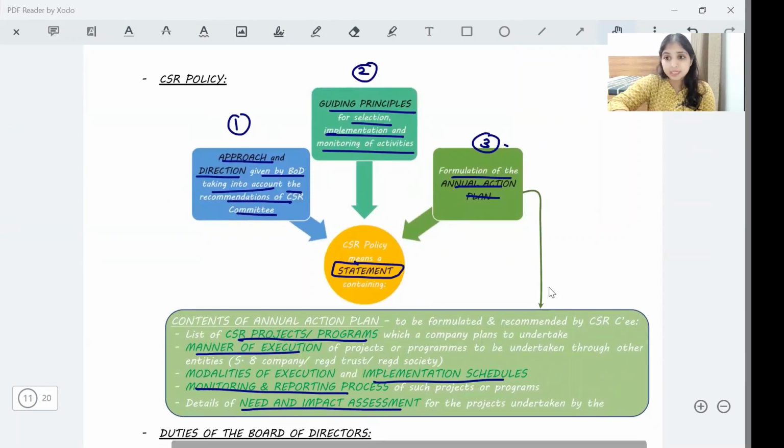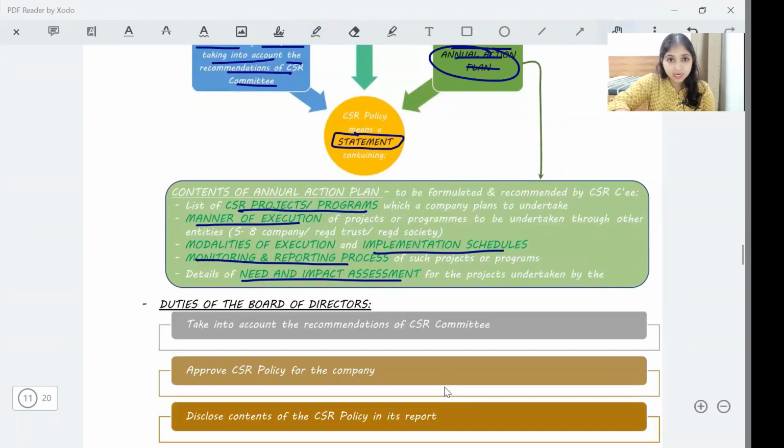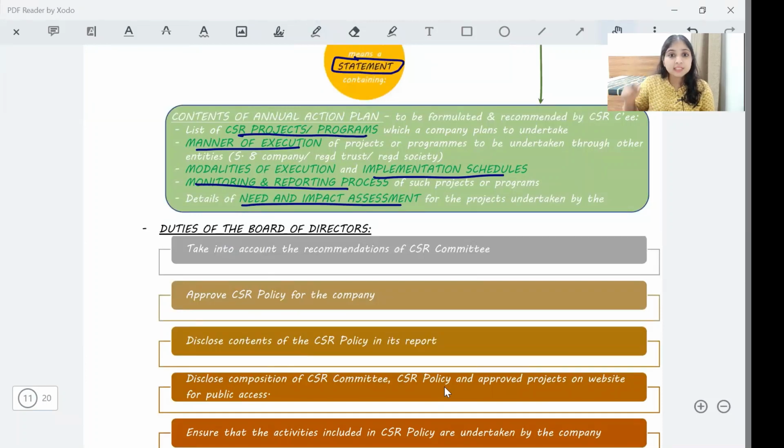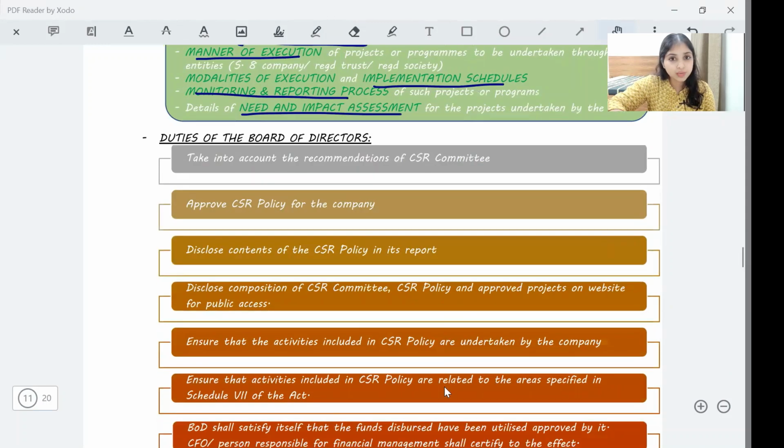So the CSR policy is nothing but a statement which will contain, number one, the approach that the board of directors are going to follow in doing the CSR activities. Number two, the principles which they are going to follow to select which CSR activities to do. And number three, the annual action plan. The annual action plan will tell you what activities the company is going to do, and the manner in which it is going to execute them, whether by itself or through another Section 8 company, another trust or another society. Then the implementation schedules: when is it going to do which activity? The monitoring and reporting process. And lastly, need and impact assessment. 5 things will be contained in the annual action plan. This is about the meaning of CSR policy.